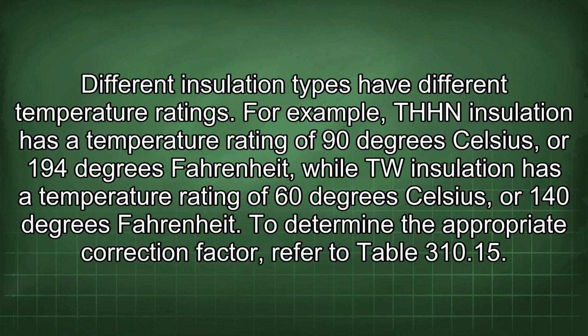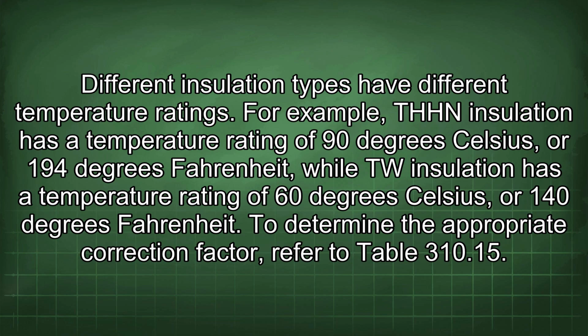Different insulation types have different temperature ratings. For example, THHN insulation has a temperature rating of 90 degrees Celsius or 194 degrees Fahrenheit, while TW insulation has a temperature rating of 60 degrees Celsius or 140 degrees Fahrenheit.